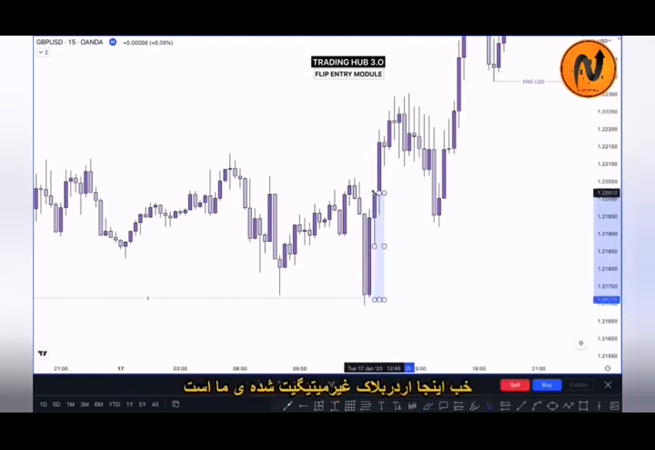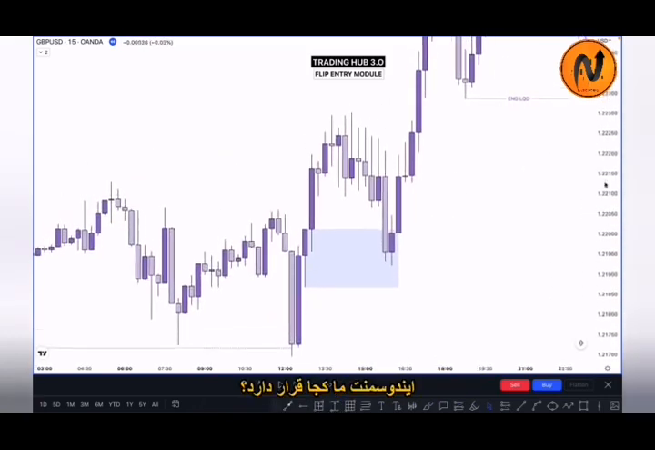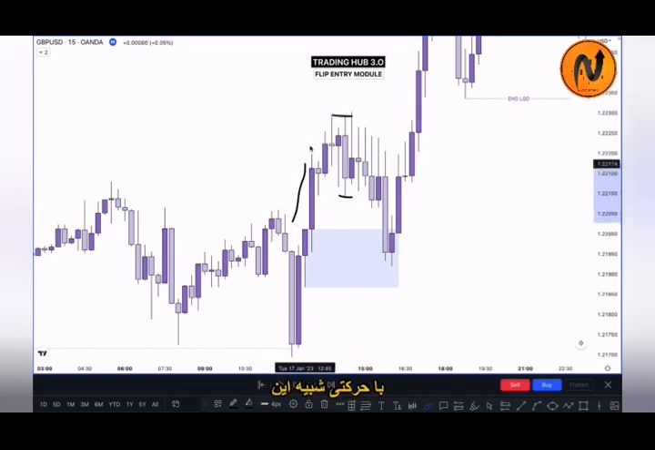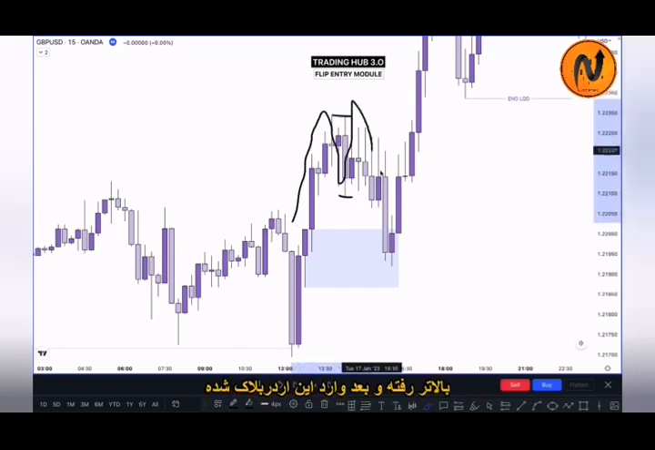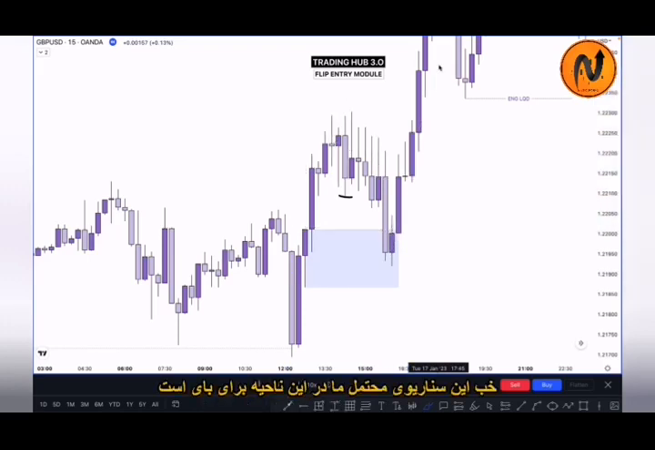So this becomes our unmitigated order block at this point right here, and you can buy here. Why? Where is our inducement? Correct. So where is our inducement? Inducement is here. Why? Because this candle pullback broke this one, this move something like this, and goes higher and taps this order block and again continues higher, right? So this is our possible scenario here for the buy.